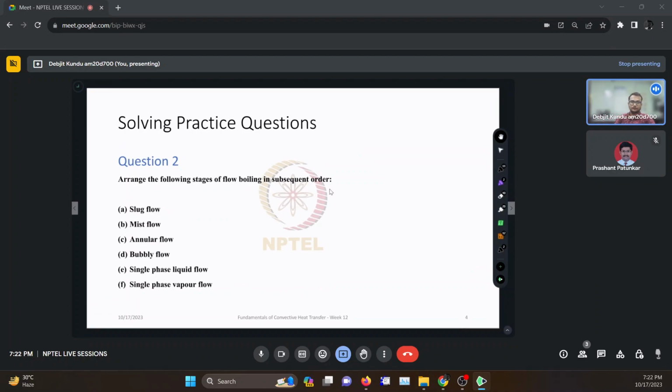Okay. So we are now at question 2, which has given us 6 different stages of flow boiling. We have to arrange them in the subsequent order of heating. As the excess temperature increases, how will the different stages of flow boiling appear? You have to arrange them in the correct order. There are 6 different stages given here. We're looking for the correct order of that.